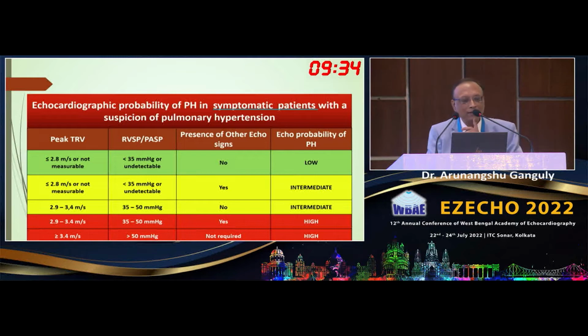So if you look at this table, if you have a peak TRV less than 2.8 meters per second or not measurable, PASP less than 35, and you do not have any signs, then your probability is low.